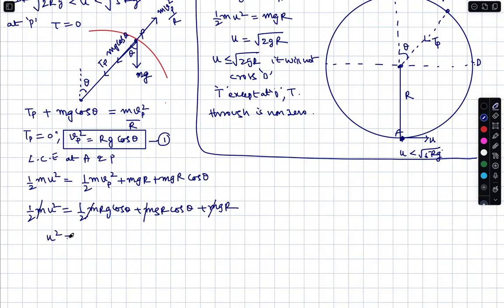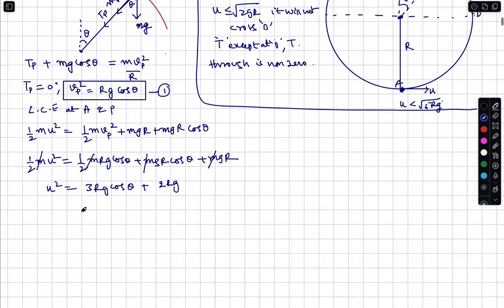U square is Rg cos theta plus 2Rg cos theta plus 2Rg. No, one minute. Why should I take a direct step? I think you can follow. So 3Rg cos theta plus 2Rg. I got a very clear idea now. Cos theta is u square minus 2Rg by 3Rg.